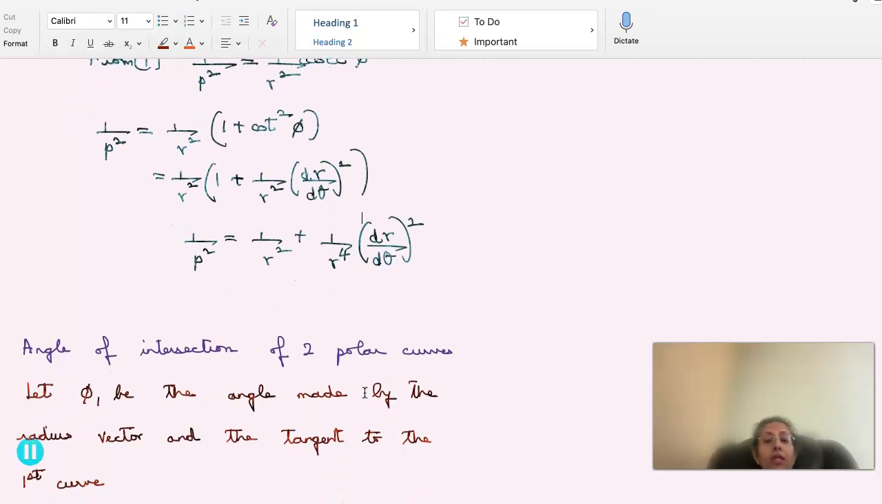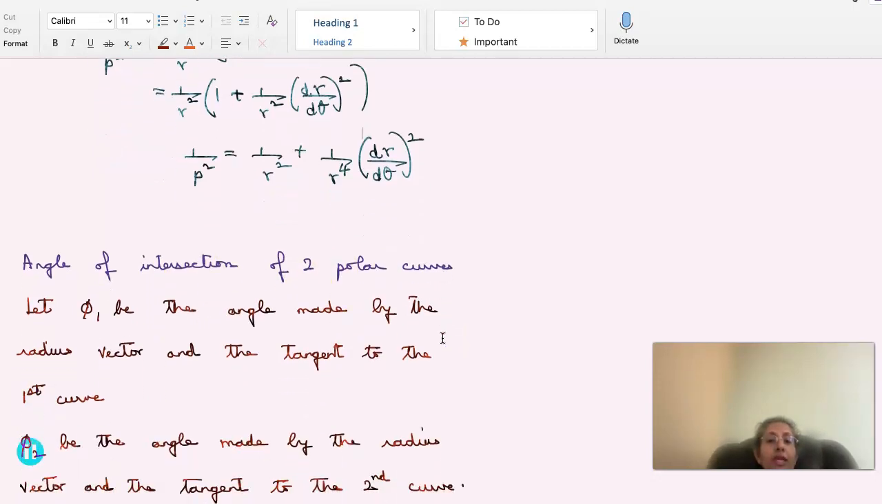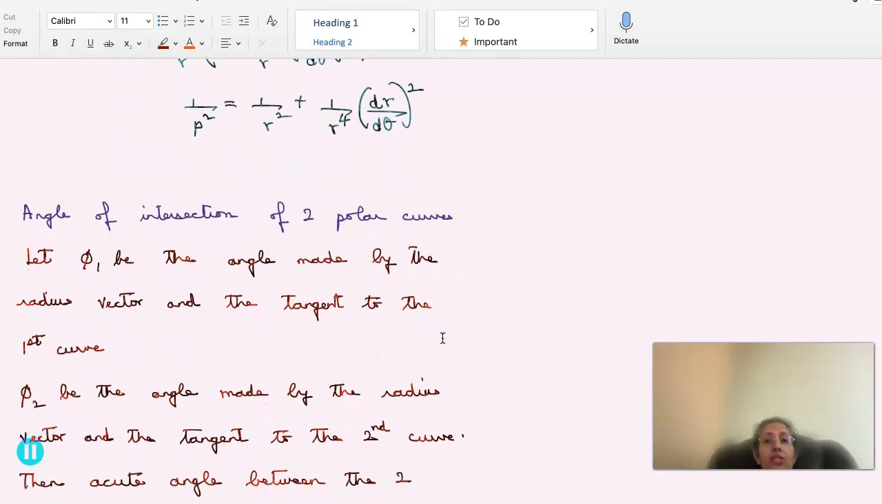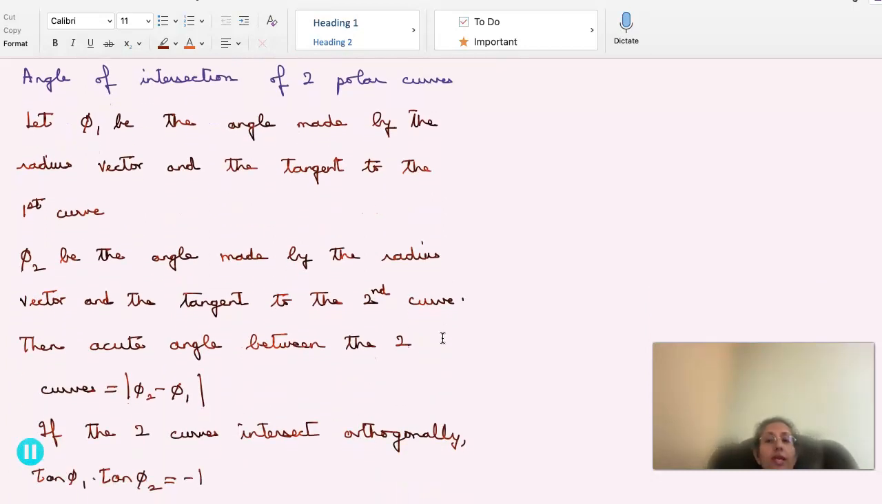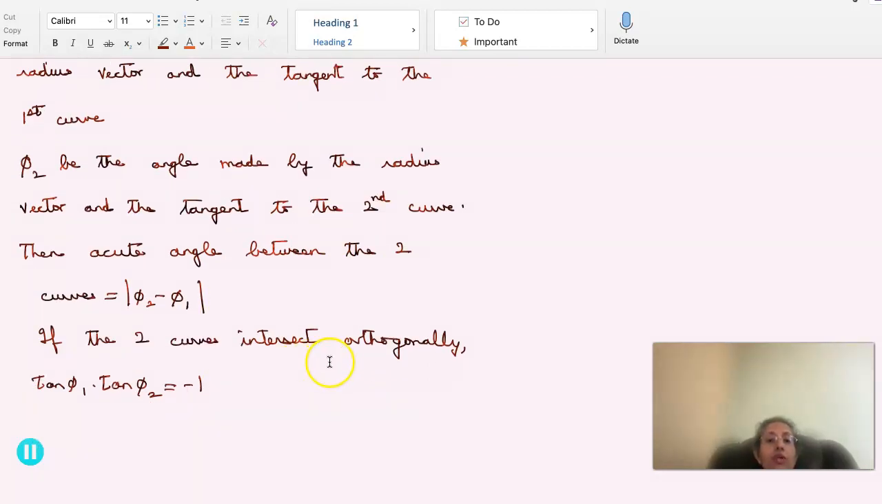Another last point which I would like to stress is the angle of intersection of two polar curves. If phi1 is the angle made by the radius vector and the tangent to the first curve, and phi2 is the angle made by the radius vector and the tangent to the second curve, the acute angle between the two curves is given by mod of phi2 minus phi1. And if the two curves intersect orthogonally, then tan phi1 into tan phi2 equal to minus 1. So this is just a basic overview of the polar coordinates which you will use later on in problem solving.